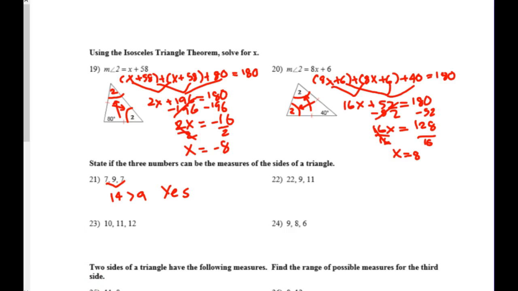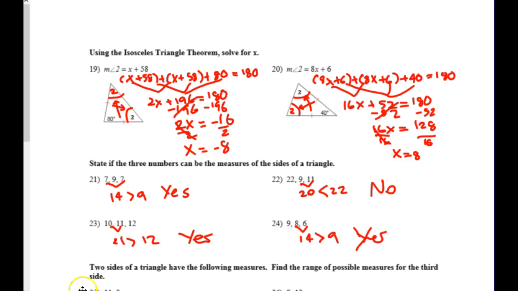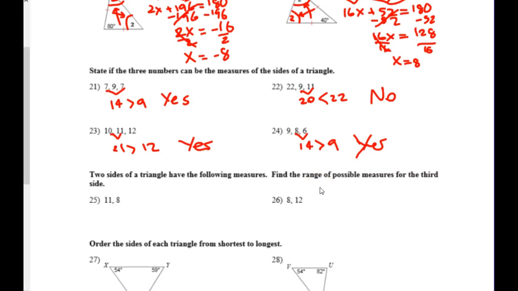22, 9 plus 11 is 20. 20 is not greater than the third side, 22, so that's a no-go, not a triangle. 23, 10 plus 11, 21 is greater than 12, that's yes. 8 plus 6, 14, greater than 9, that's also a yes. So, again, add up the two smaller sides. Yes, it must be greater than the third side.